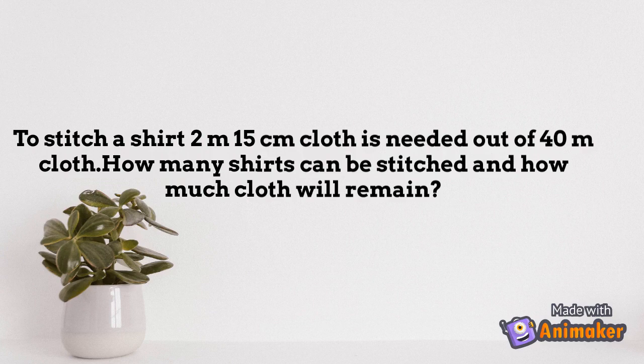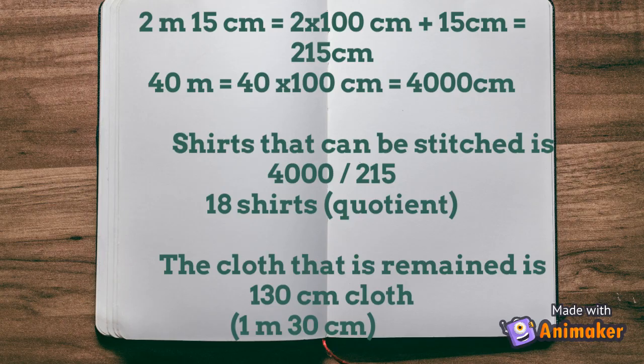Let's see our third problem. To stitch a shirt, 2 meter 15 centimeter cloth is needed, out of 40 meter cloth. How many shirts can be stitched and how much cloth will remain? Before doing anything, we need to convert our measurements into centimeters. As you can see, after converting 2 meter 15 centimeter into centimeters, we get 215 centimeters. And after converting 40 meters to centimeters, we get 4000 centimeters. For knowing how these calculations are done, you need to watch my previous videos, whose link I have given in my description.